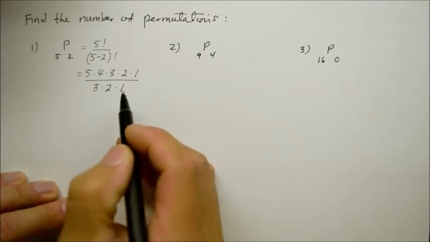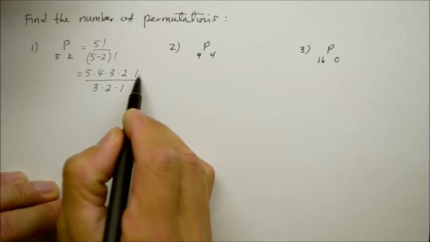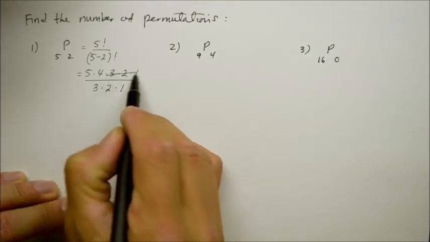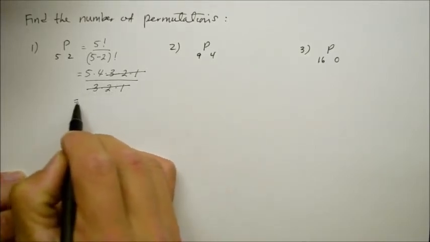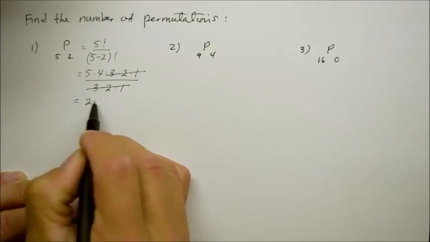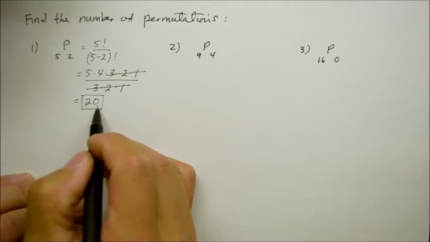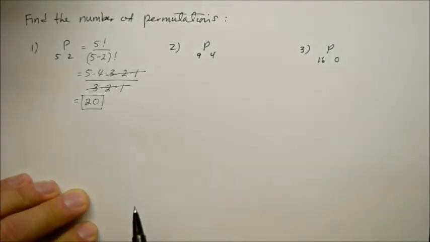And the neat trick about this is once we write out, expand out the factorial products, whatever is the same from top and bottom, we can cancel out. So 3, 2, 1 cancels out the 3, 2, 1 on the bottom. So all that's remaining is 5 times 4. So in this case, it's 20. That's the number of permutations when you have 5 total objects taken 2 at a time.